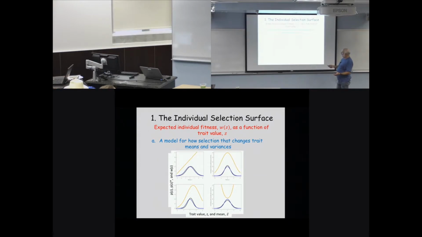ISS. Here's one that is a simple stabilizing. Everybody would call this stabilizing selection. It's centered right over the population mean. It doesn't change the mean, but it affects the variance. Here's a simple disruptive selection surface. It expands the variance without changing the mean.